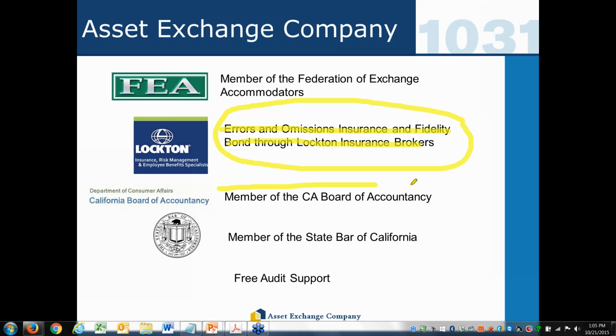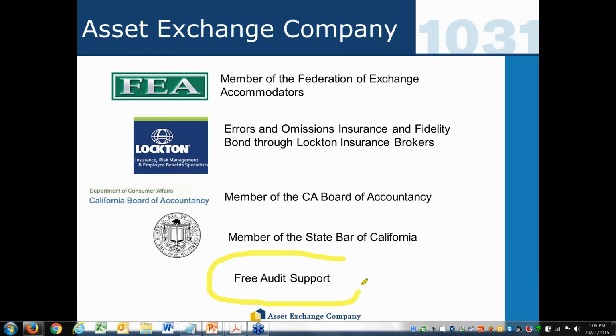My company also is a member of the California Board of Accountancy as well as the state bar through our tax attorney, Adam Skarsgård. So we are one of the few exchange companies that you can work with that actually has a tax attorney on staff handling files. And because we are such experts at the tax law, this is again all we do, we provide our clients with audit support should the 1031 exchange ever be challenged by the Franchise Tax Board or the IRS.